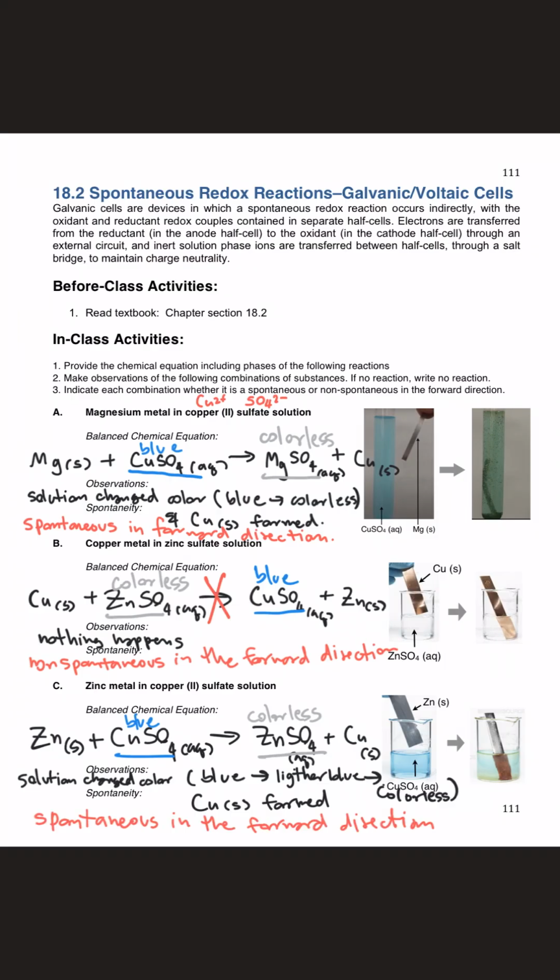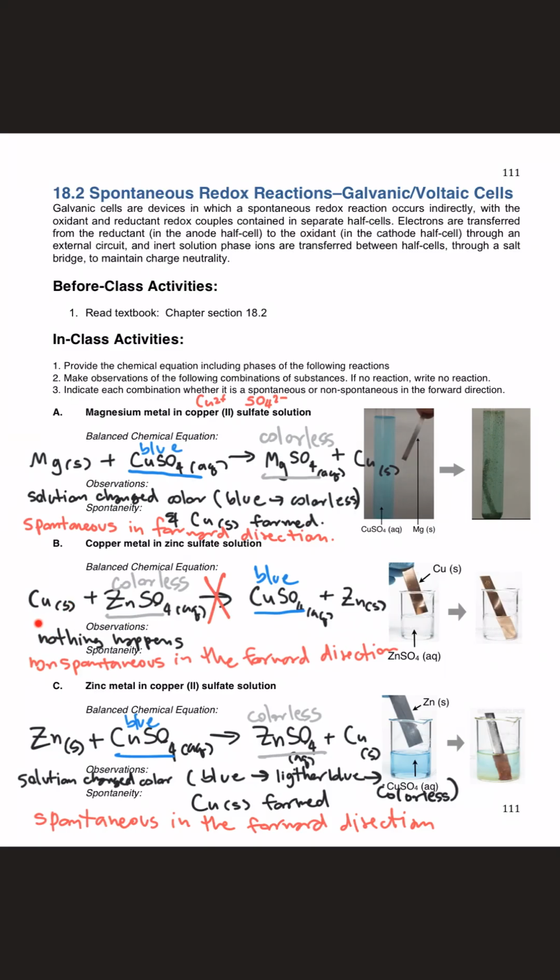It's also implied that because this reaction is spontaneous in the forward direction, if you have the reverse direction, which means that when you have copper and zinc sulfate going in the reverse direction, it would be non-spontaneous. This makes sense because if you compare examples B and C, the difference between these two is that you are swapping the reactant and product, right?